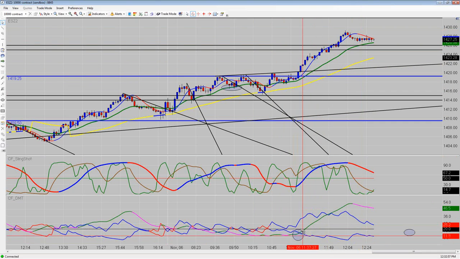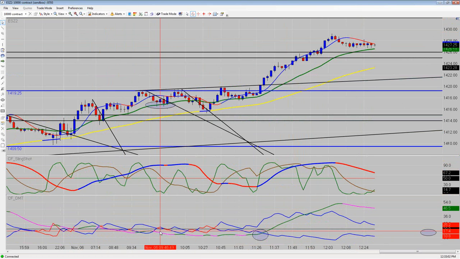Now, the thing that happened over here, and this is something that I've said to people quite a few times: when the trend strength line on the DMT on this ES 10,000 contract chart is underneath the envelope for an extended period of time, the next pierce of the envelope is more likely going to be a large move. Okay? It's very likely to be a large move.